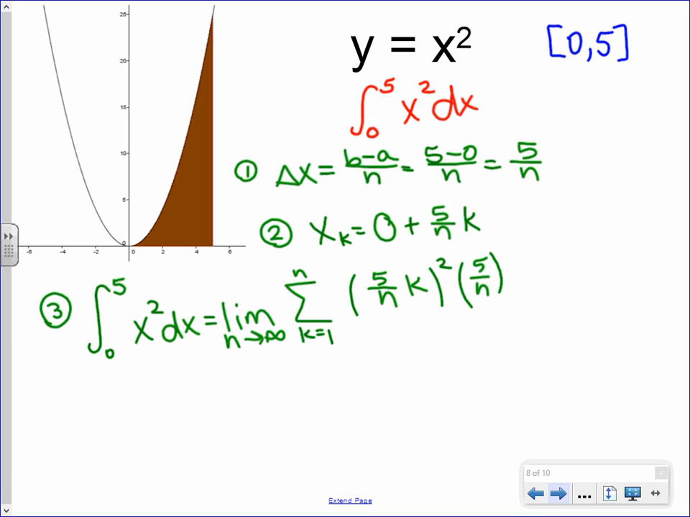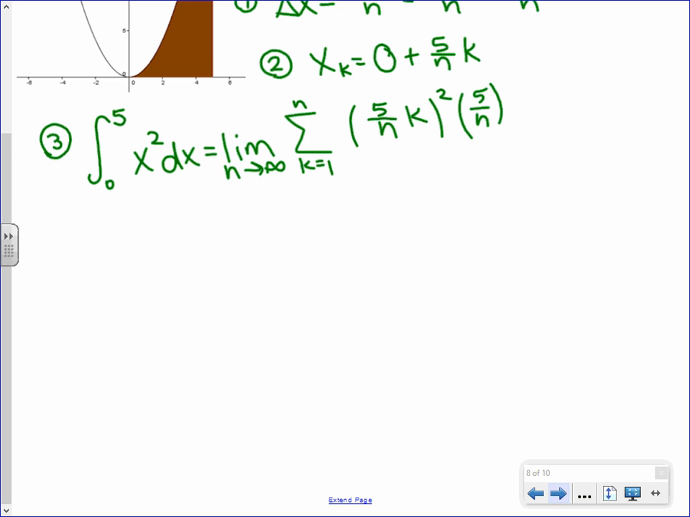Questions on that so far? Okay, so now we have to evaluate the sum so we can take the limit. This algebra isn't too bad here. We have 5 over n, k, the quantity squared, times 5 over n. Do you agree that we would have 125 over n cubed times k squared? Okay. Perfect.